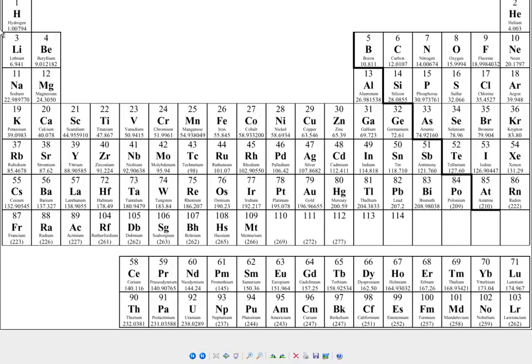Rather than write out 1.00794 grams or 51.9961 grams, we're actually just going to round it to a whole number. So hydrogen becomes 1, chromium becomes 52. The exceptions to this are going to be copper and chlorine, Cu and Cl. Copper we're going to carry to 1 decimal place, so it'll be 63.5. And the same thing with chlorine, it becomes 35.5. Those are the only ones that will carry, at least for our purposes.